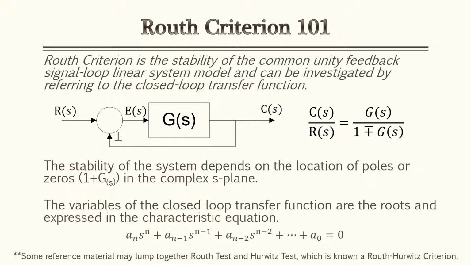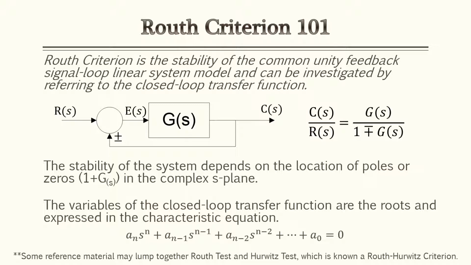So what is the Routh criterion? Well, the official definition is the Routh criterion is the stability of a common unity feedback single loop linear system model and can be investigated by referring to the closed loop transfer function. So in the picture below that official definition is the diagram of a closed loop transfer function. And we'll go over that a little bit more as far as how to take a transfer function and make it closed loop and figuring out the equation for it.